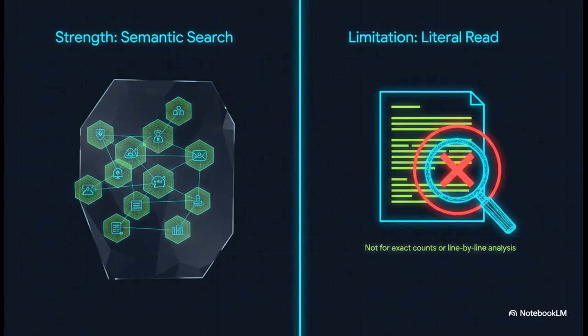So what's the strategic takeaway from all this? Well, it means this system is brilliant for understanding concepts and finding thematic connections, right? That's what we call semantic search. But it's absolutely the wrong tool for tasks that need a literal, line-by-line reading of the whole document, like counting how many times a specific word appears.